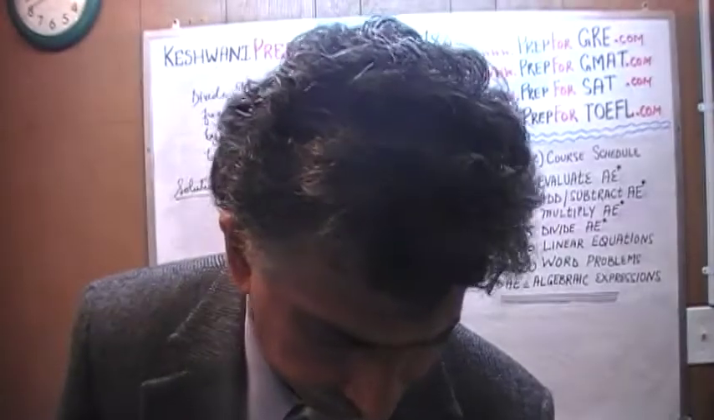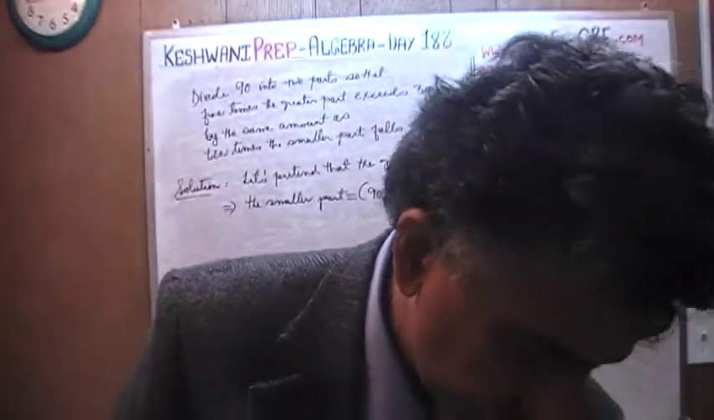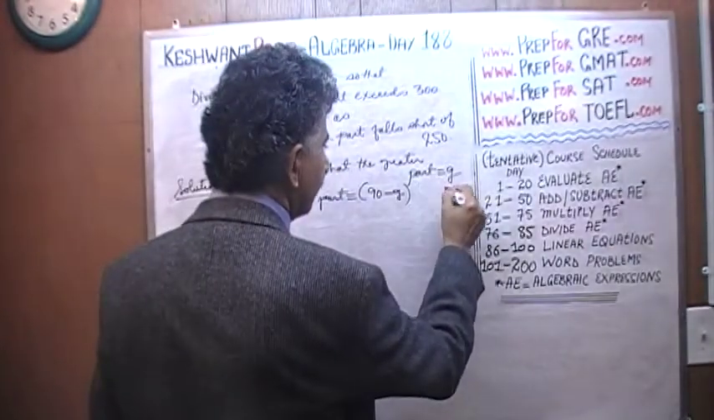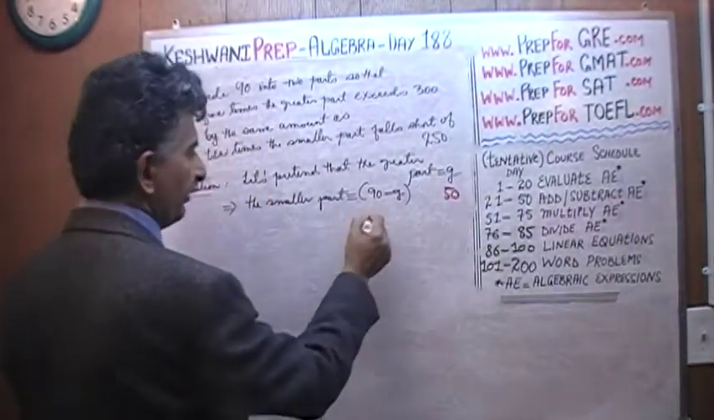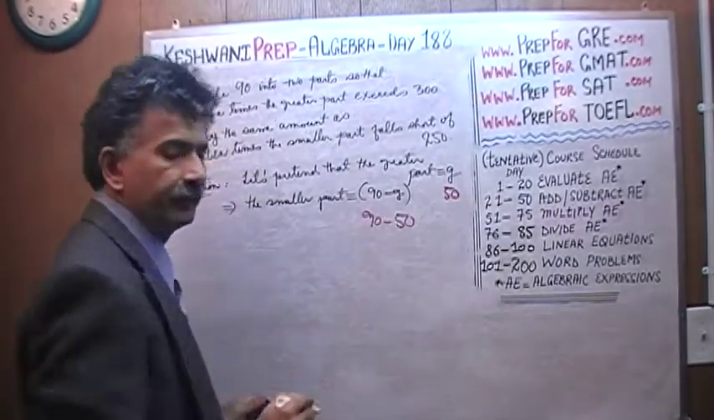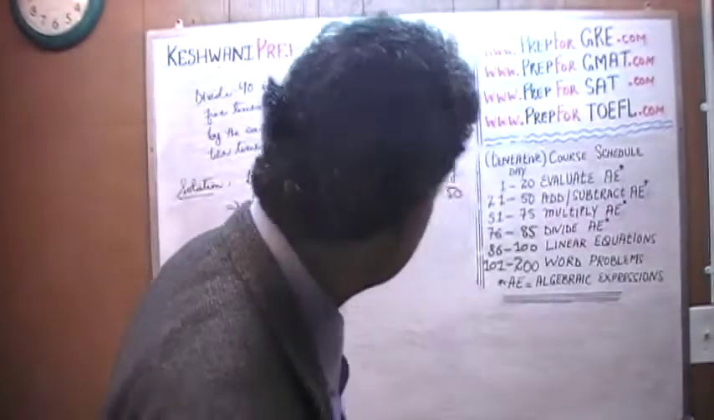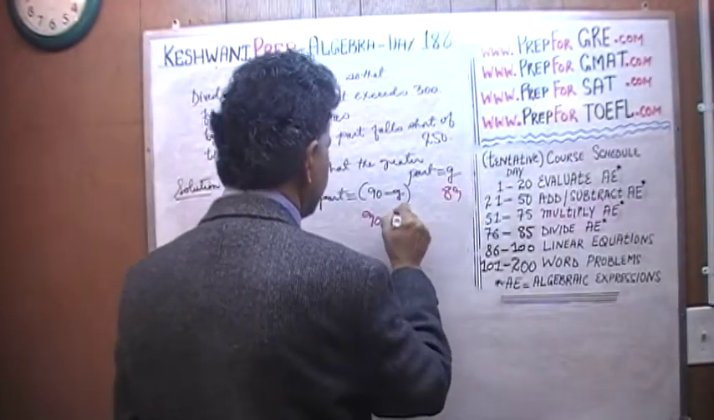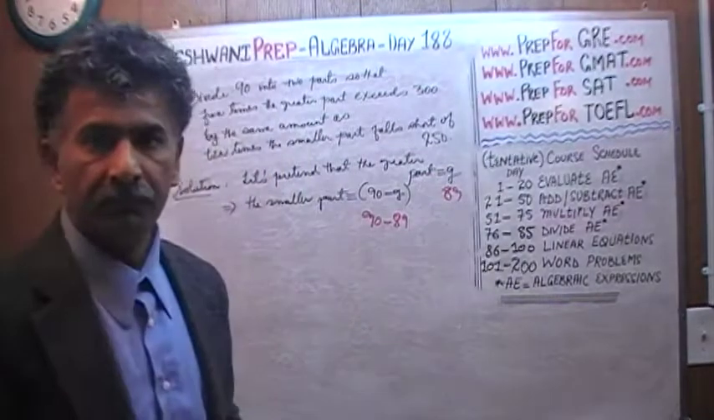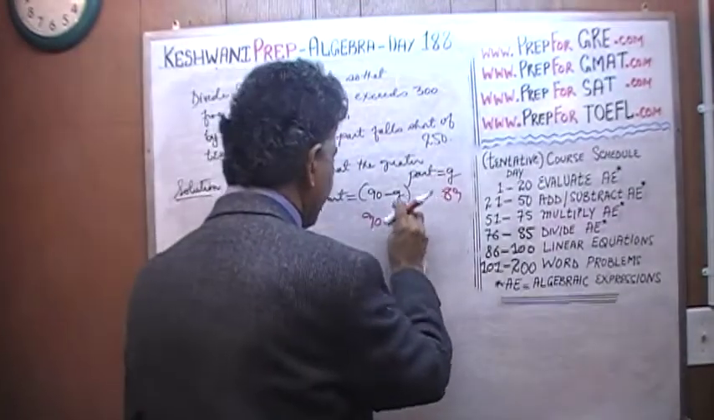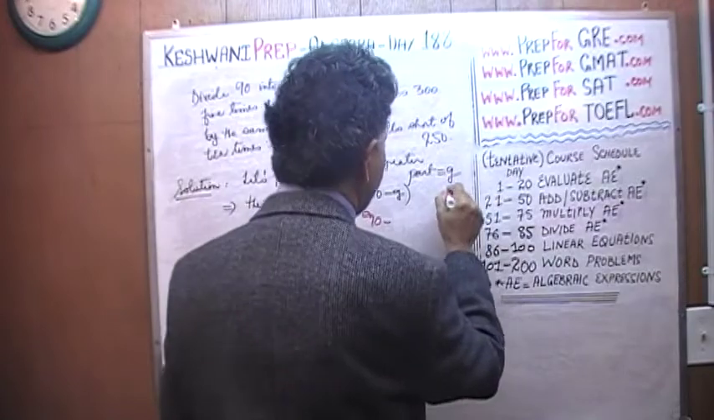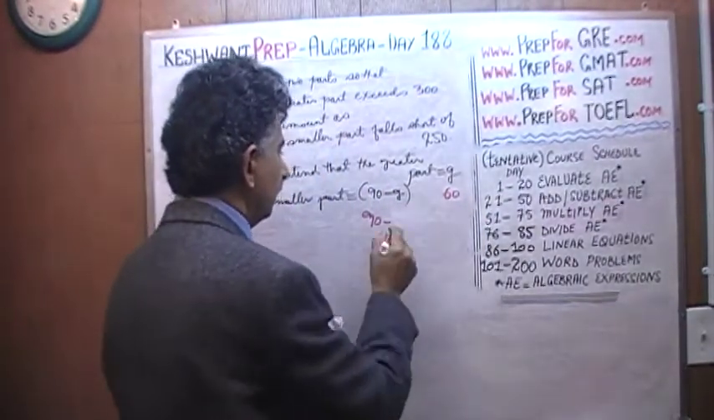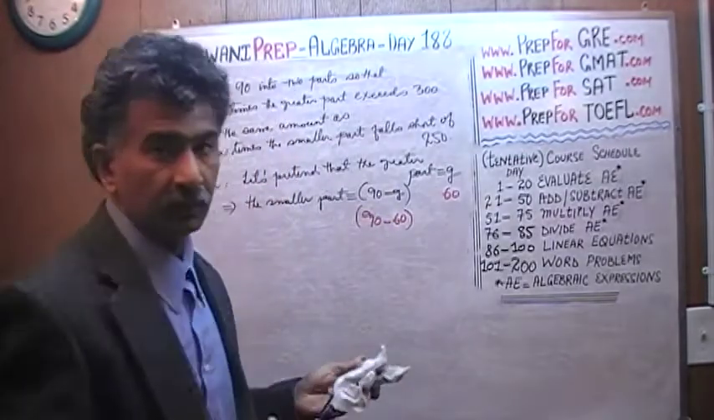For example, if it turns out that the greater part is 50, if g equals 50, then the smaller part must be 90 minus 50 or 40. If the greater part is 89, then the smaller part must be 1. If the greater part is 60, then the smaller part must be 90 minus 60 or 30.